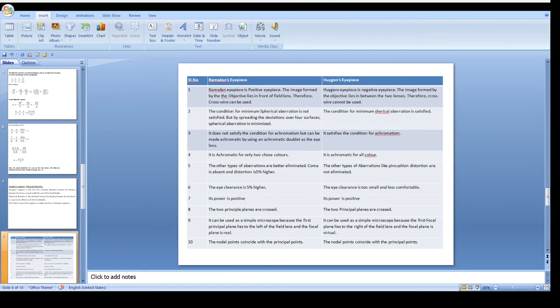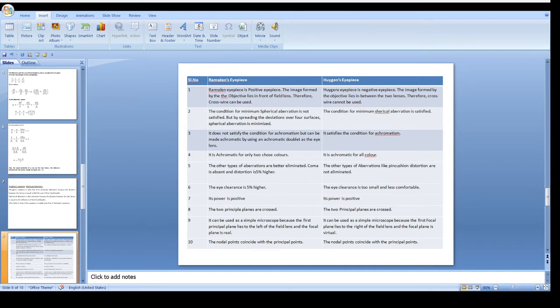Now the comparison of Ramsden's eyepiece and Huygens eyepiece. Ramsden's eyepiece is a positive eyepiece. Huygens eyepiece is a negative eyepiece. In Ramsden's eyepiece, the image formed by the objective lies in front of the field lens, therefore crosswire can be used. But in Huygens eyepiece, crosswire cannot be used.